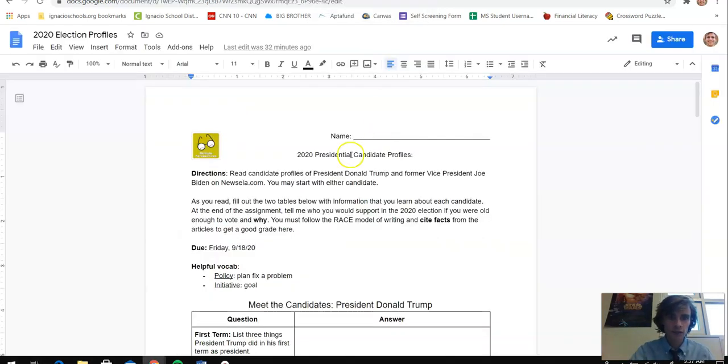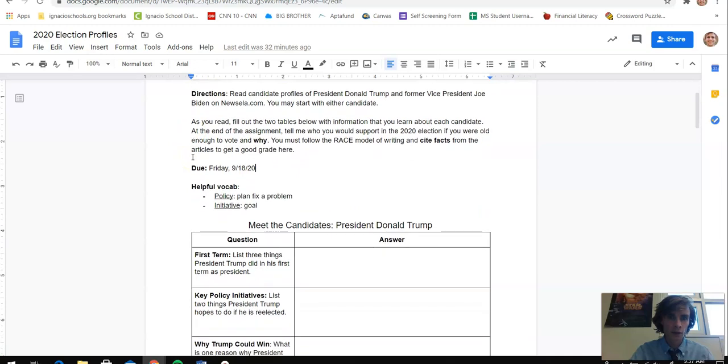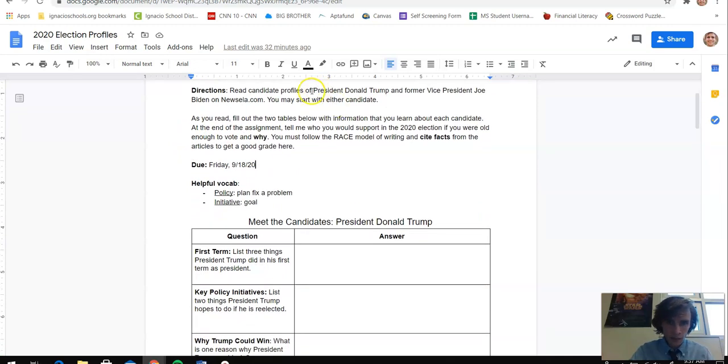So here is what the worksheet looks like. As you see, we are looking at it through the lens of multiple perspectives. So you are going to go on Newsela and read the article of President Trump and of Vice President Joe Biden. You can pick either one to start with, it's your choice. I have put President Trump first because he is the current president and Joe Biden is the challenger. But you can start with whoever you'd like.